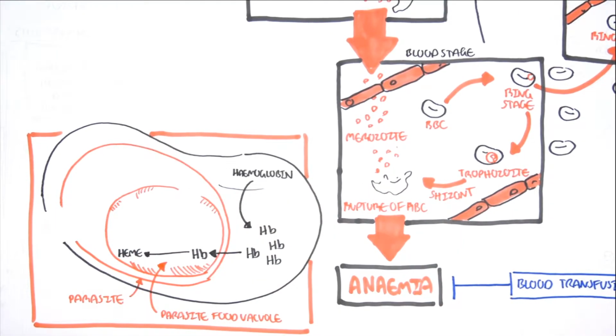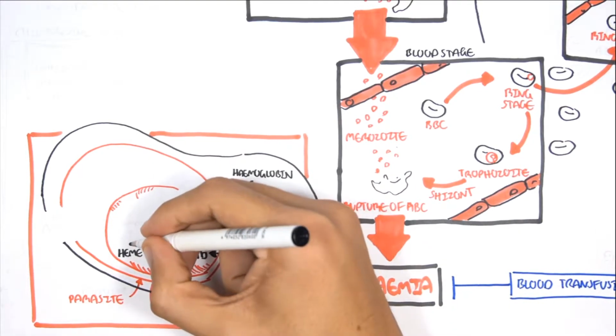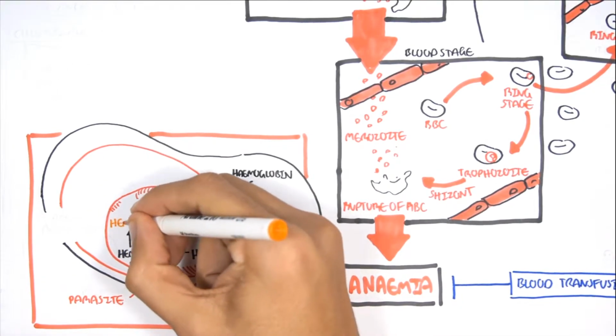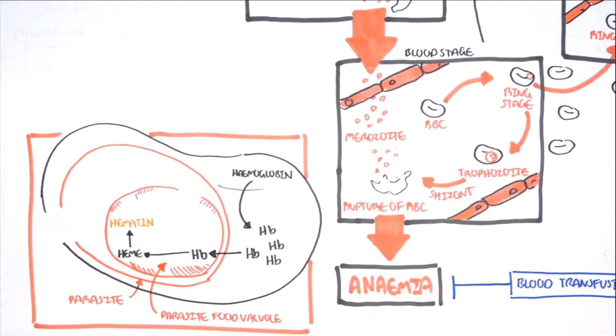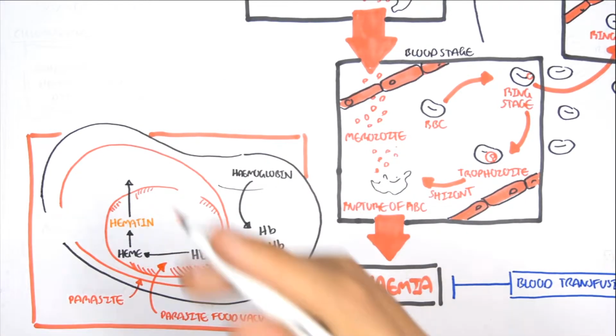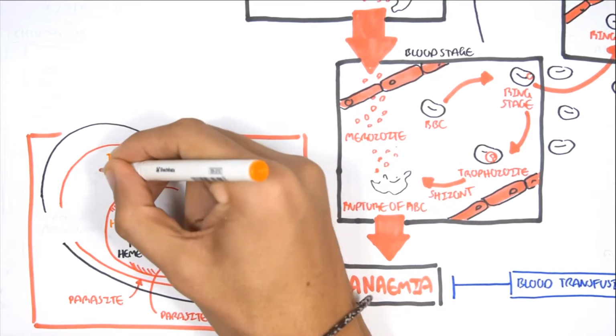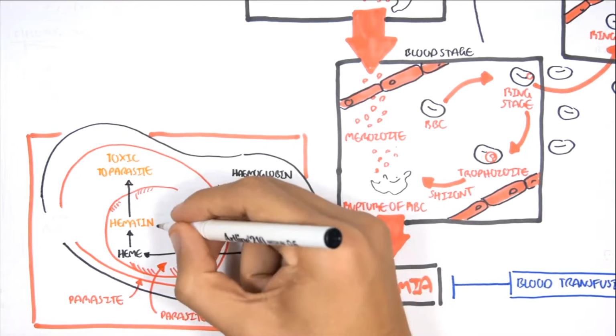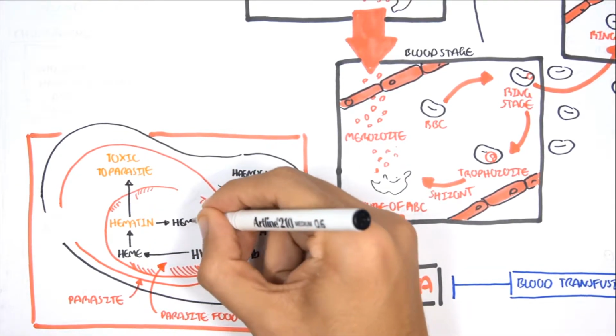It will break the hemoglobin into heme and protein. The parasite will use the protein for some purposes, but it's the heme that is important here. What happens is that the parasite uses heme for energy. While metabolizing the heme, the parasite actually converts heme into hematin. Now, hematin is actually a dangerous chemical, toxic to the parasite. So what the parasite does is convert hematin into a non-toxic form called hemozoin.